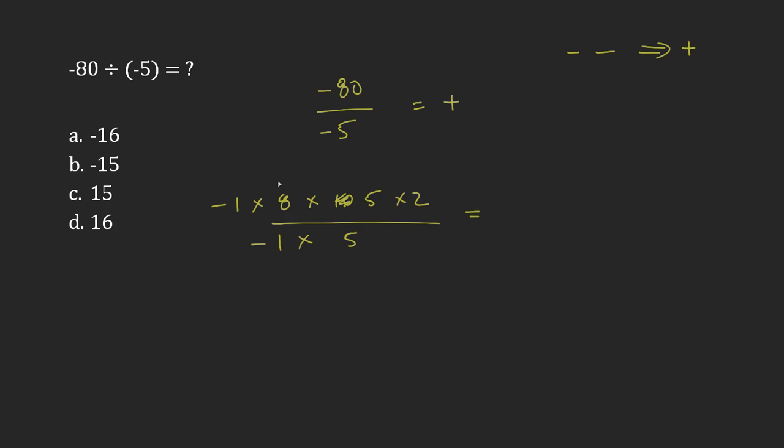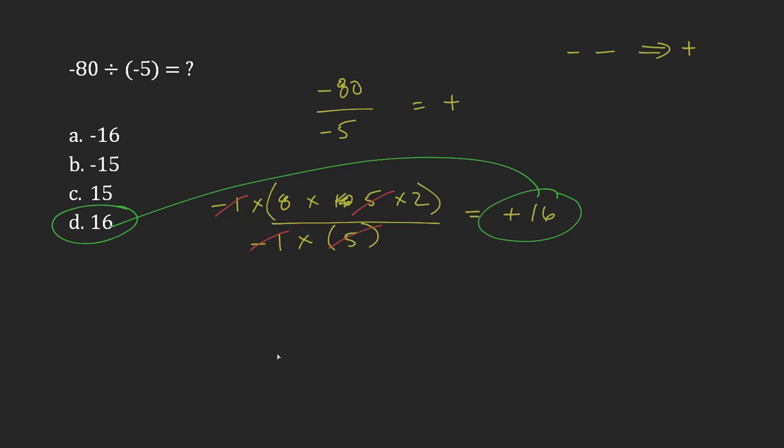Negative 1 times, and this is 80, 8 times 10, which is 5 times 2. Here's negative 1 times 5. So my 5's will cancel out. In fact, my negative 1's will cancel out, which is why I end up with a positive result. And I'm left with 8 times 2. That's 16. This, of course, is a very roundabout way of getting to my answer, which is D.